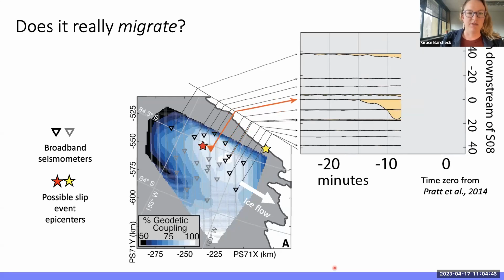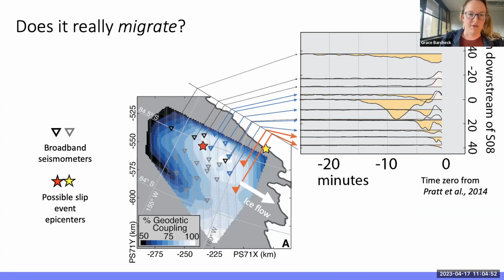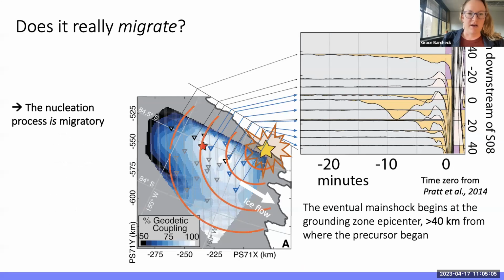And then as time goes on, it starts to show up at neighboring seismometers. And then as time goes on, it shows up further downstream and further downstream again before triggering the main shock part of the earthquake to start down by the yellow star. And then once that happens, we have those giant wiggles that show that the main shock is happening. And the rupture then spreads out back across the whole glacier.